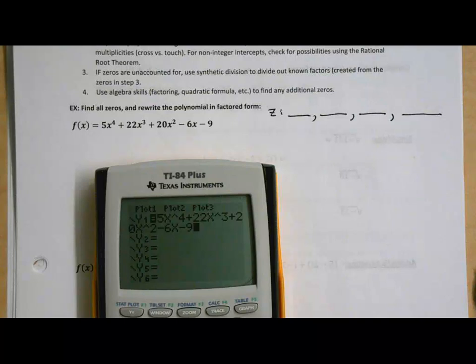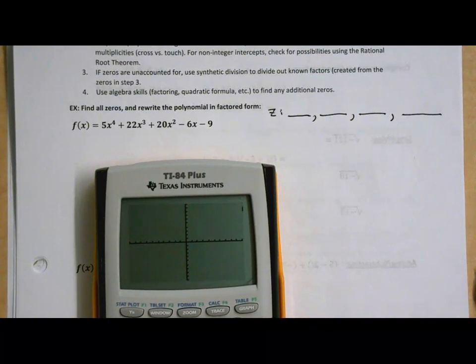So when you go to graph, just hit zoom standard, zoom 6. That'll default back to your standard zoom window. Our goal right now is to find some zeros. Where will we be looking on our graph to find zeros? The x-axis. Zeros correspond to x-intercepts. So hopefully when we graph this thing, we're seeing some x-intercepts.